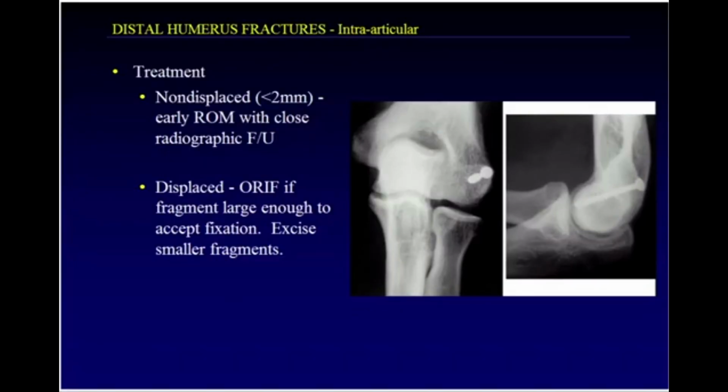If you have a non-displaced capitellar fracture, less than 2 millimeters displacement, you can treat those with early range of motion and close radiographic follow-up. If the fracture is significantly displaced and the fragment is large enough, you treat it with ORIF. If it's a displaced small fragment, then you treat those with fragment excision.